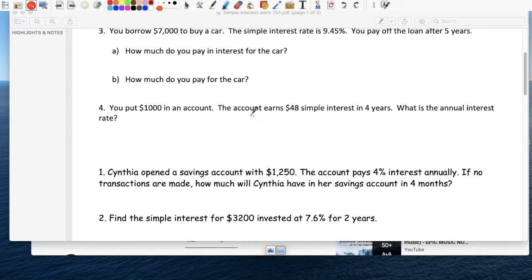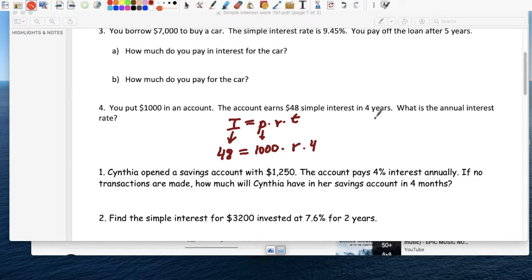You put 1,000 in the account, and the account earns $48 in simple interest after 4 years. What's the annual interest rate? Okay, so again, this time we know the interest that we earned was $48. The principal, the money that we put in the bank initially, was 1,000. The interest rate, I have no idea, so keep R as my unknown. And the time is 4 years.